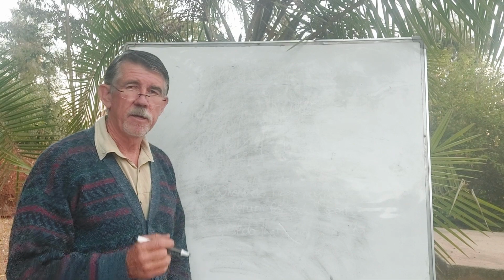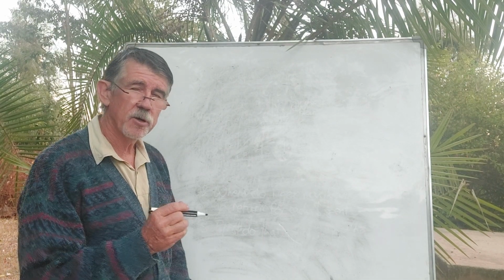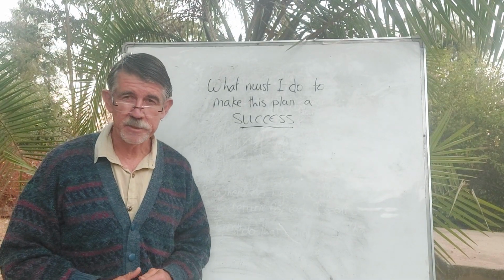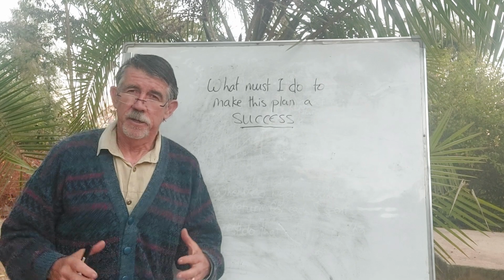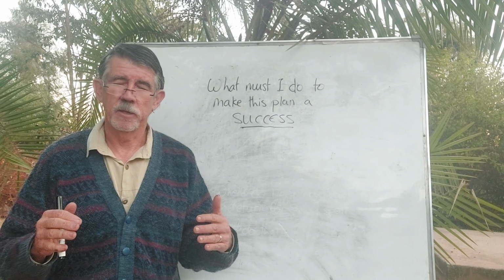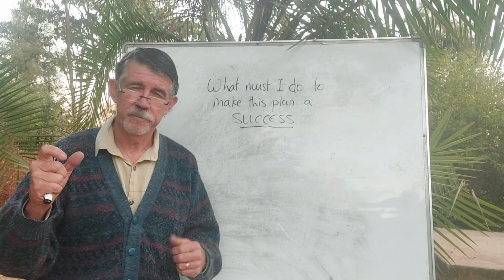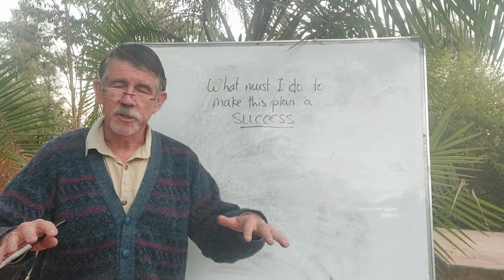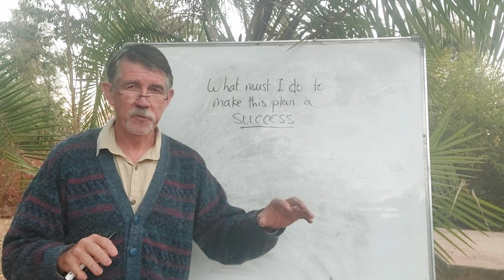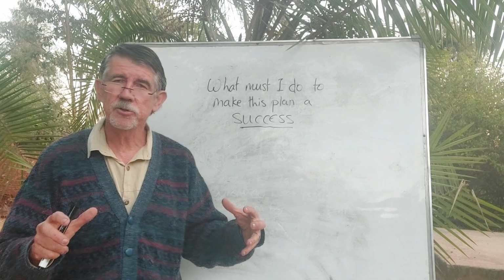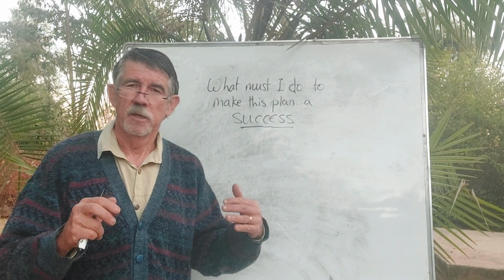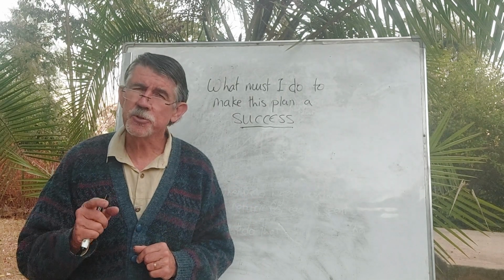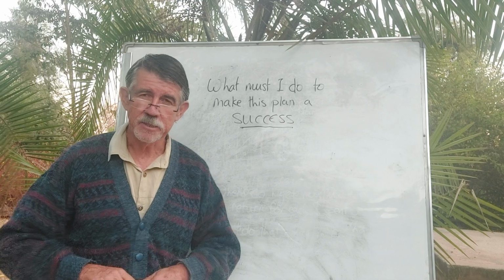Finally, in this episode, I want us to think of what must I do to make this plan a success. You've spent a lot of time thinking about your vision for your farm, creating a profit goal, and then drilling down into the income, variable costs, and overheads. You've analyzed how you can save costs, how you can improve efficiencies, and so on. But now what must you do? What must you do to really make this plan a success?